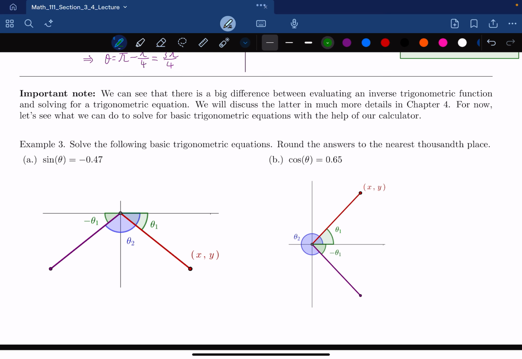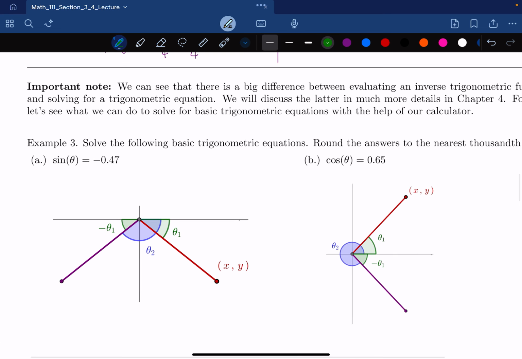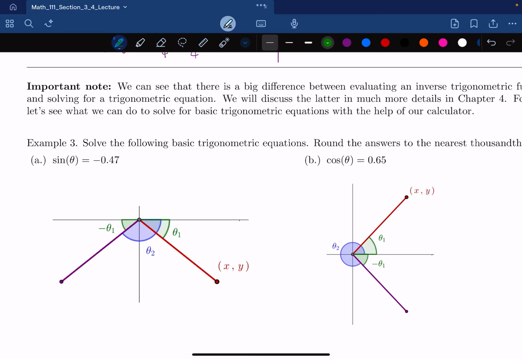Okay, so for example, here sine theta equals negative 0.47. We can easily get our first answer because by definition, theta is equal to sine inverse of negative 0.47. Okay, now because this trig inverse function is going to spit out some angle, the unit of this angle is going to matter.